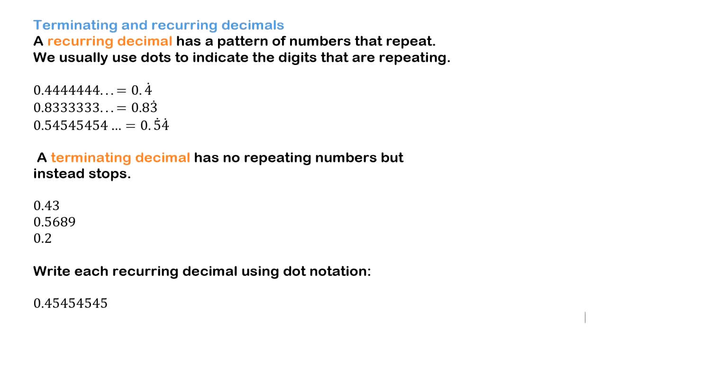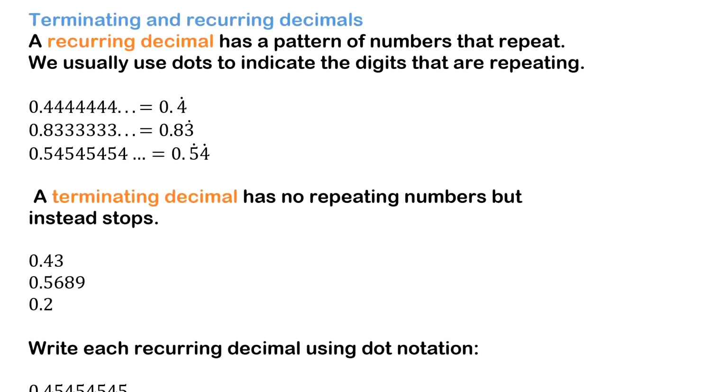In this video, we're looking at terminating and recurring decimals. A recurring decimal has a pattern of numbers that repeat themselves over and over. We usually use dots to indicate the digits that are repeating. If I zoom in, you can see that we have 0.44444. The dot on the bottom means it's just going on forever.